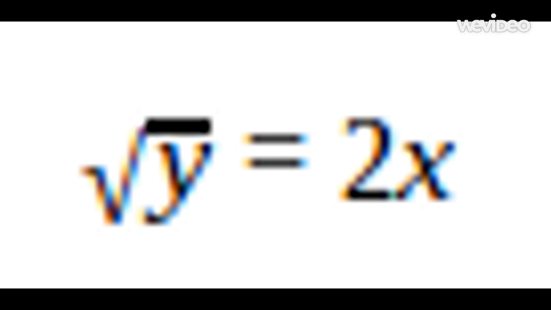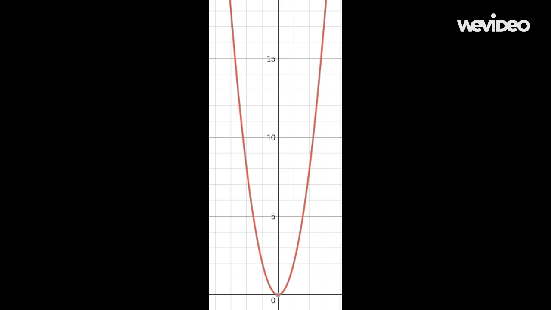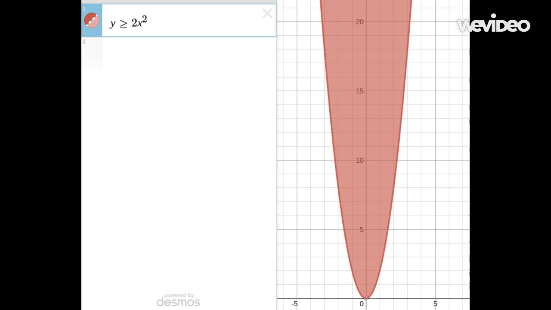The square root of y is greater than or equal to 2x. Change the sign into an equal sign. Square both sides. So now you should have y equals 2x squared. Turn the equals back into a greater than or equal to sign. Graph 2x squared, and shade all of the area where y is greater than the parabola.